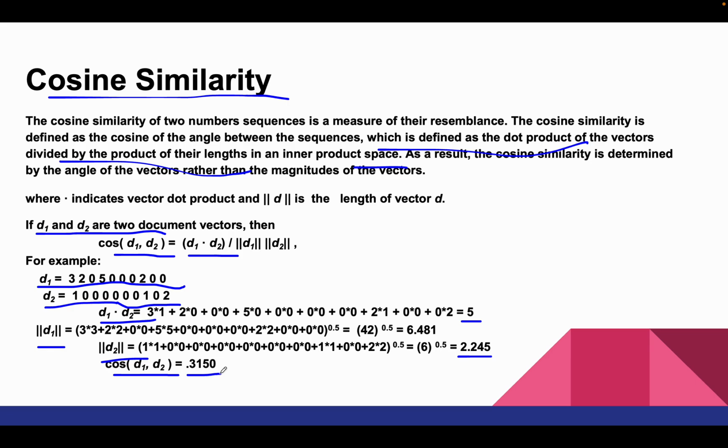Here goes my question. What is the difference between the SMC formula and the Jaccard coefficient? And the answer is, SMC has M00 in its numerator as well as in its denominator, whereas the Jaccard coefficient doesn't have it.